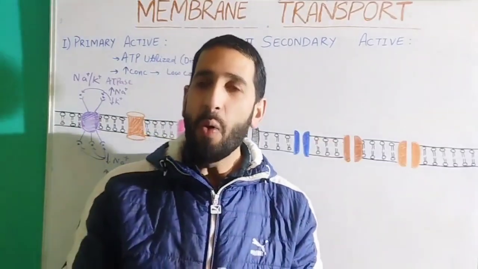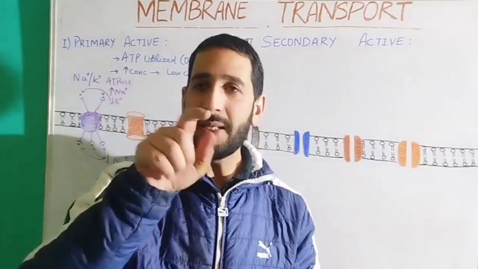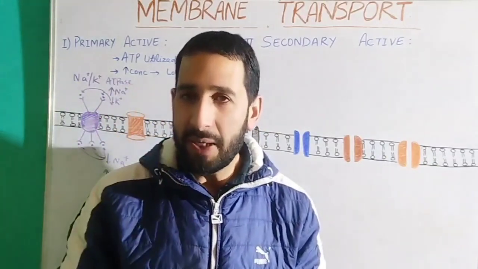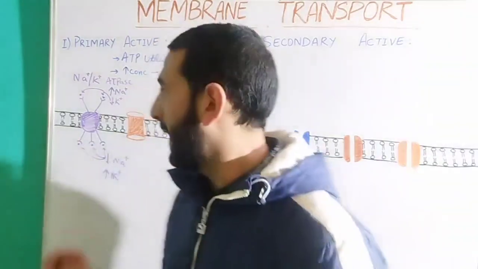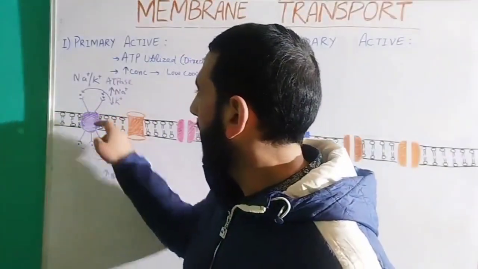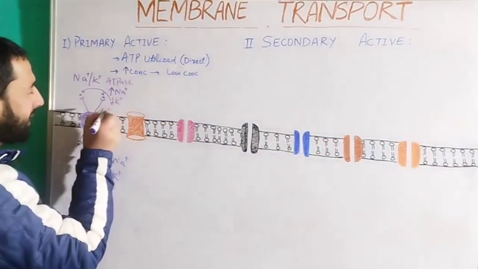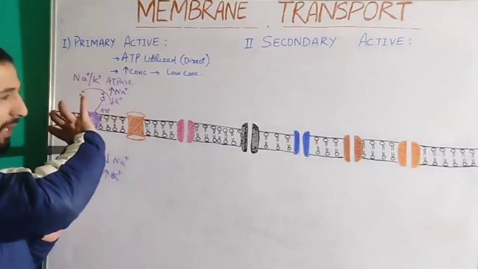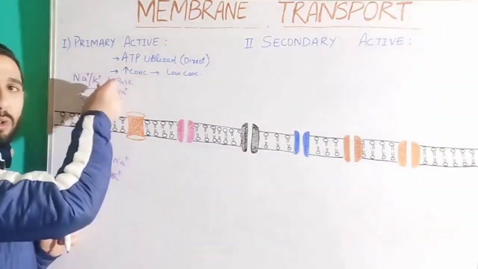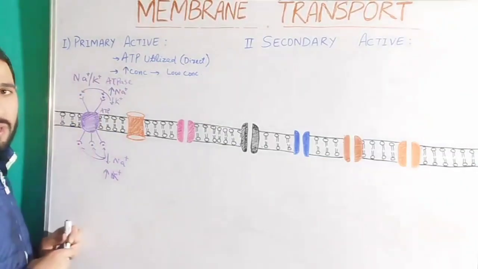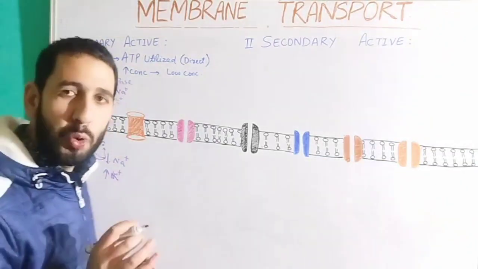Right. Now what happens is, once these binding sites are bound to these 2 potassium and 3 sodium ions, it will utilize that ATP, and after utilizing that ATP, consider it will flip around and it will send these 3 sodium ions out and it will send these 2 potassium ions into the cell. Now, what is the job of sodium potassium ATPase?